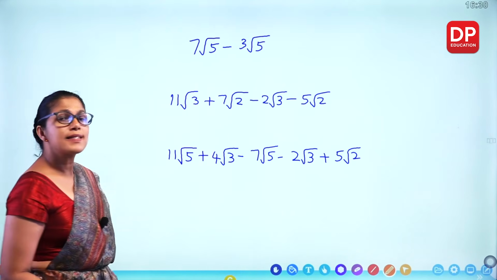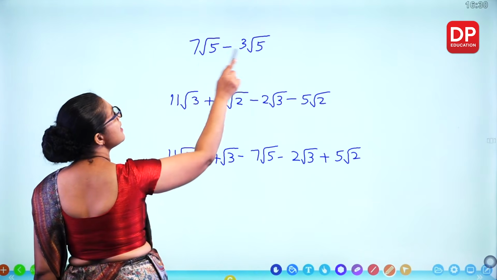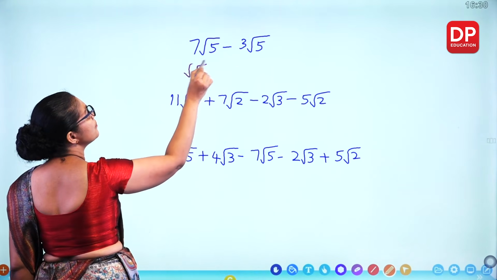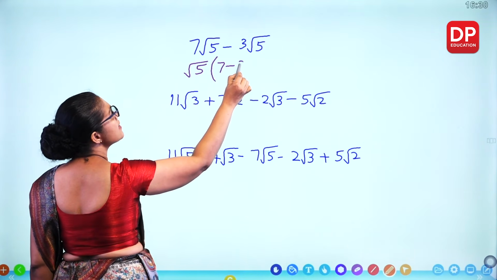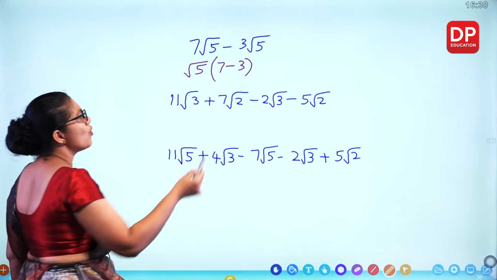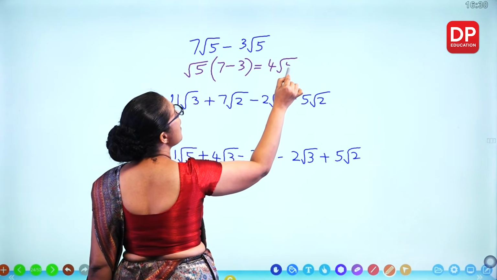Now we'll take subtraction. So here I can see root 5 is common. I can take it out. What's remaining? 7 is there, minus 3. We know that 7 minus 3 is 4. So I can write this one as 4 root 5.